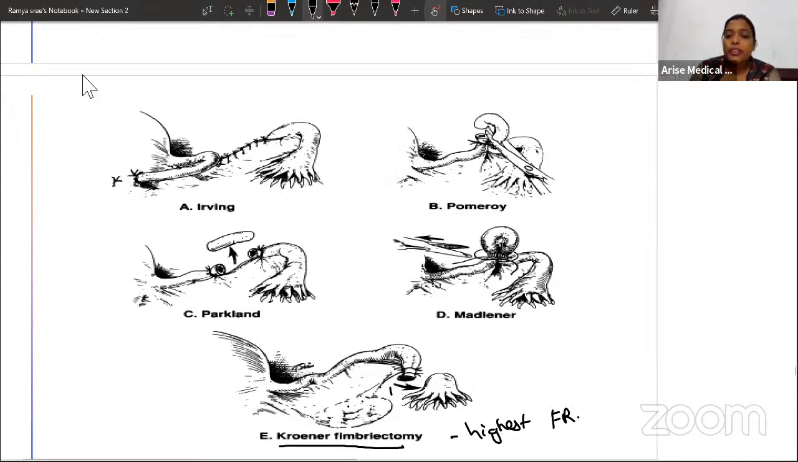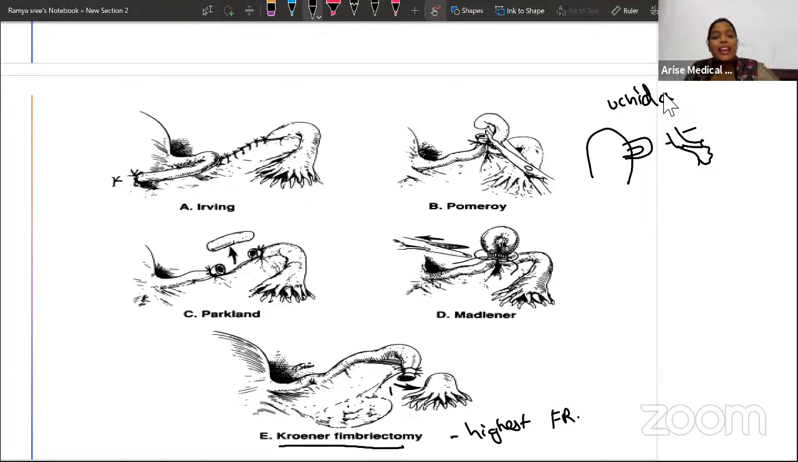Uchida. How will Uchida be present? Uchida, remember it as bichda. Bichda means separated. Both the ends of the tubes will be bichda. One end of the tube will be buried into the myometrium. The other end of the tube will be facing the peritoneum. So obviously both the ends are, one is this side, one is this side. So Uchida has the least failure rate. They didn't observe any failure till now even in 19,000 cases.